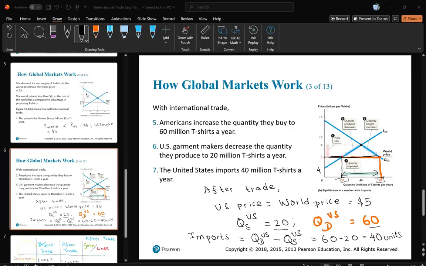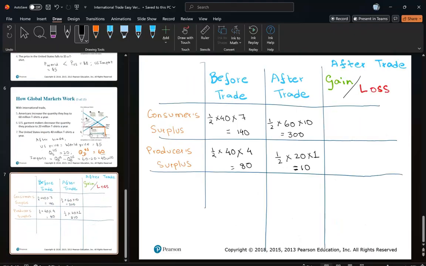Let's now look at consumer and producer surplus. The new equilibrium price is $5. So this whole area below the demand curve and above the equilibrium price of $5 is counted towards the consumer surplus. So it is half times 15 minus 5, that's 10, times 60. So after trade, the consumer surplus equals 300.